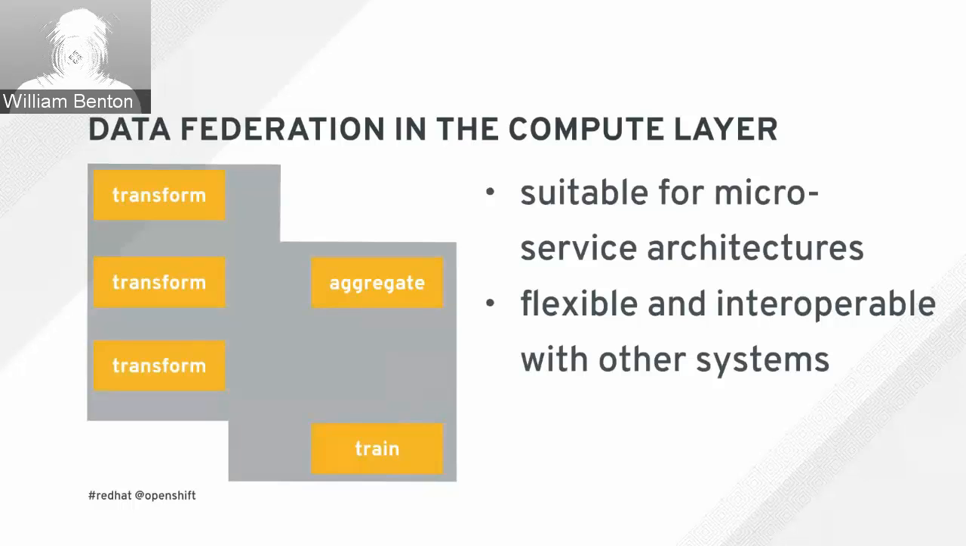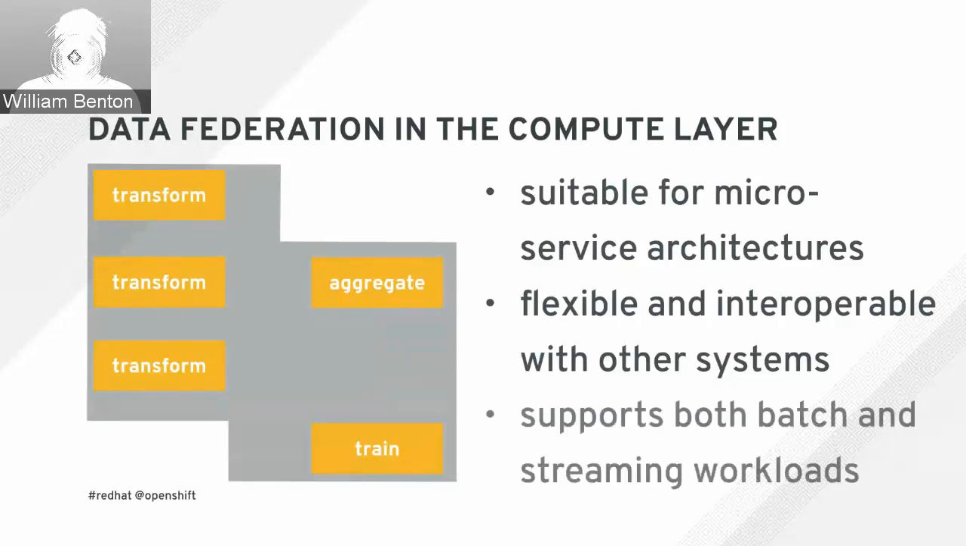Instead of worrying about how to convert data explicitly from what one system expects to another, you have a bunch of connectors to get data into your compute layer, and then you can access it under a uniform interface. Finally, a really nice advantage of this approach is that you can use it to support both batch and streaming workloads, depending on the compute layer you've chosen.